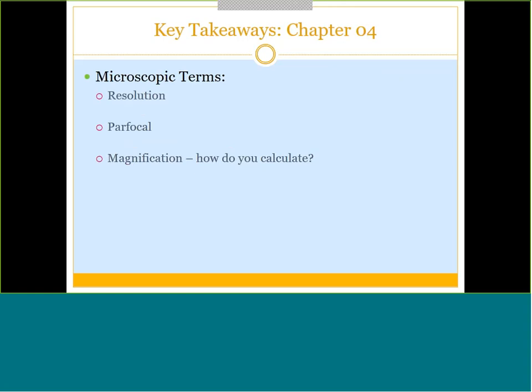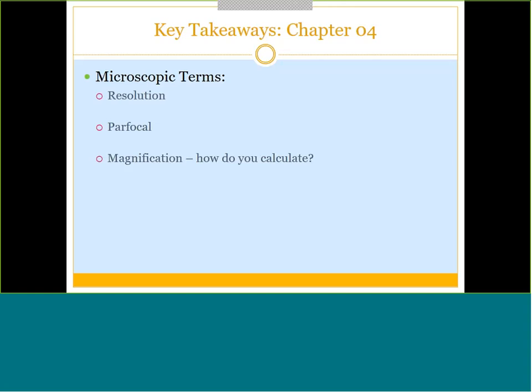Parfocal is referring to a term when you switch from a low objective to a higher objective, you should only need the fine focus to bring it back into view. So we always start on our 10x objective, focus it. Once you have that focus, you're going to switch to either 40 or 100. And when you do that, you should only need that fine focus to slightly tweak it to bring it back into focus. So that's parfocal.